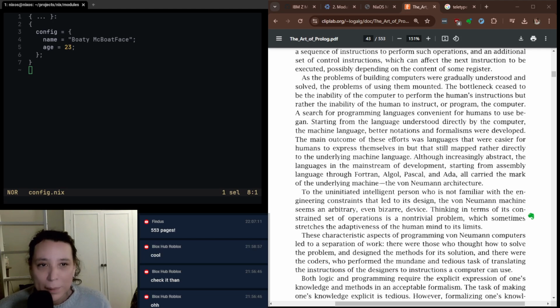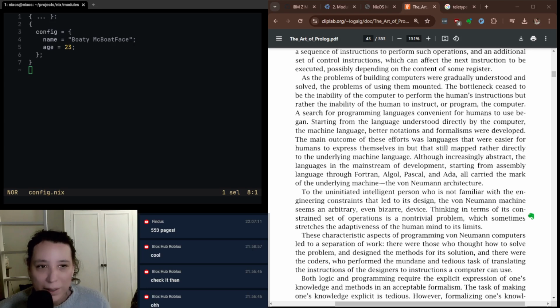As the problem of building computers were gradually understood and solved, the problems of using them mounted. The bottleneck ceased to be the inability of the computer to perform the human's instructions, but rather the inability of the human to instruct or program the computer. A search for programming languages convenient for humans to use began.